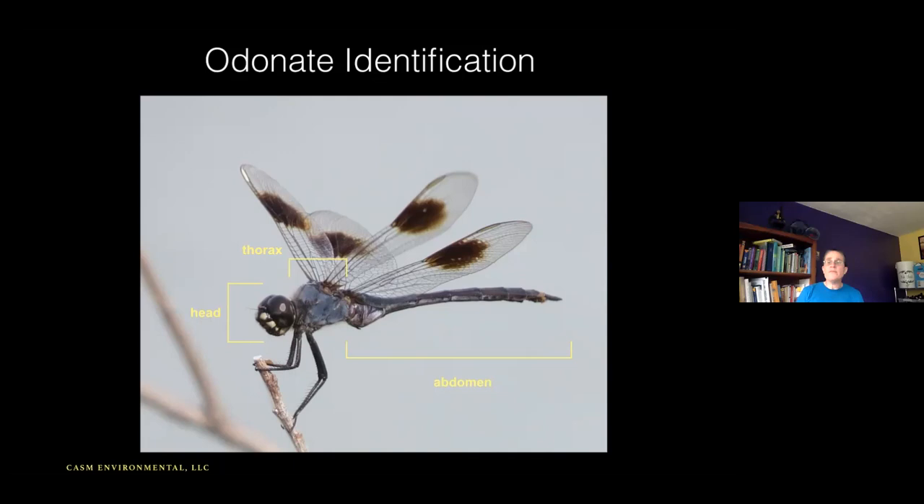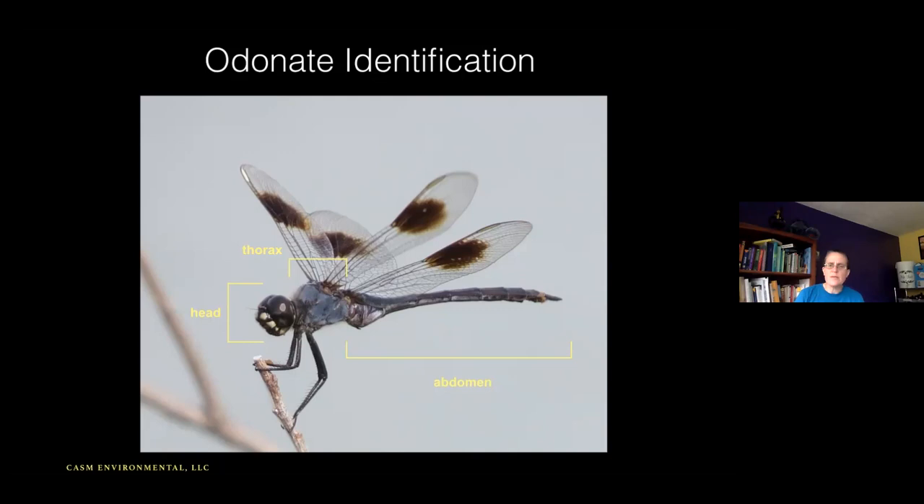It oftentimes will have various different types of stripes or markings on it that are very, very useful to identify the species. And then the rest of the body is this long abdomen, right? And it can be a little difficult to count up the segments, but the abdomen of a dragon or damselfly contains 10 individual segments. And you can kind of see that there are little demarcating lines. You can sort of see where each of the different segments is.